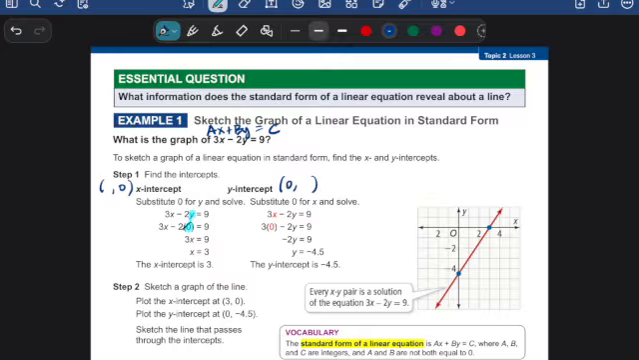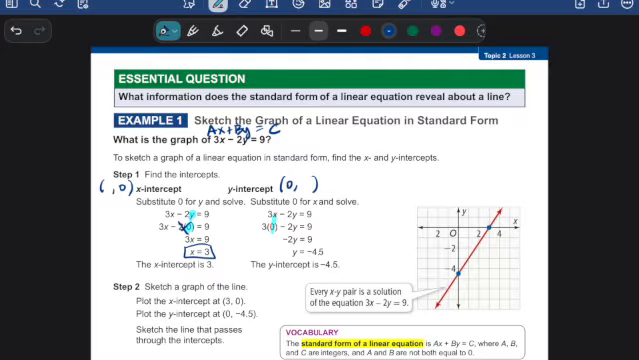It goes away. So I have 3x equals 9. Divide by the coefficient, x equals 3. So my x-intercept is when x equals 3. So I can plot that point, x equals 3. Do the same thing for the y-intercept. Y-intercept is when x equals 0. So substitute 0 in for x.